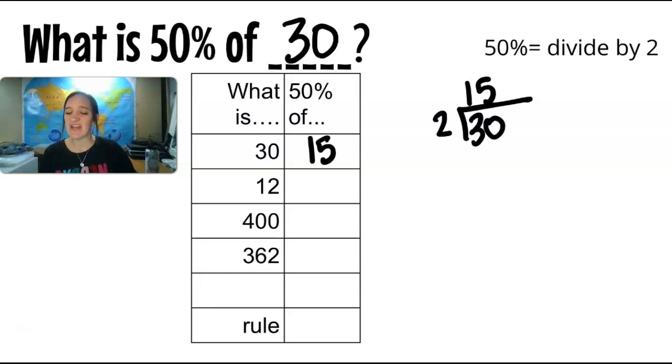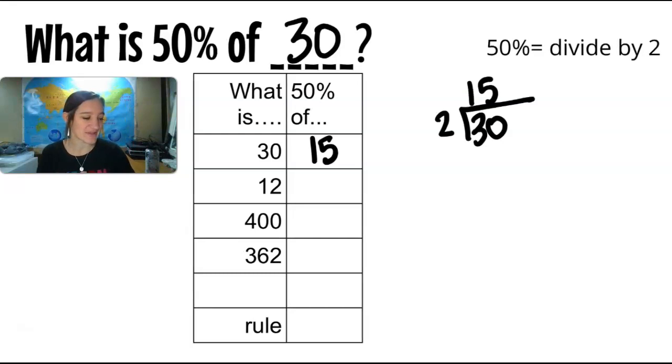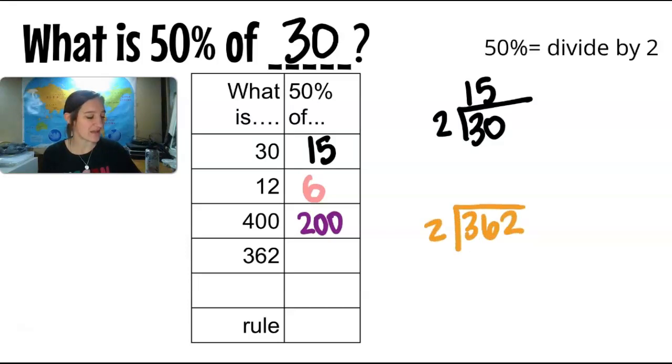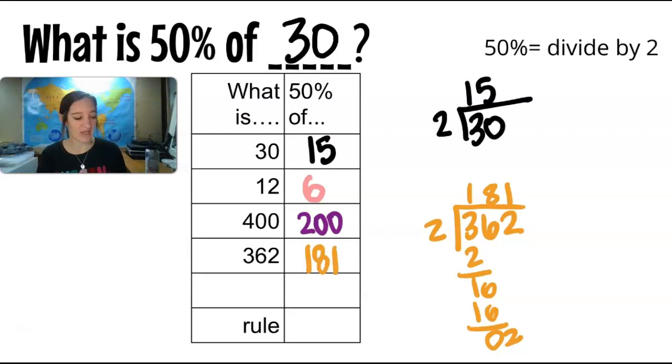What is 50% of 12? If I cut 12 in half, that gives me 6. 50% of 400 is 200. And 50% of 362, I might have to do a little math for that one. It is 181.